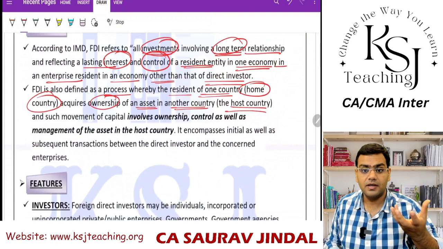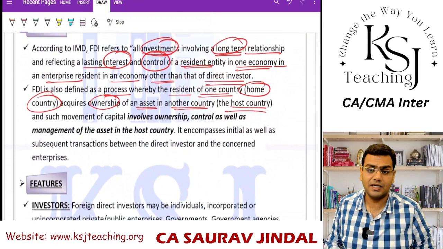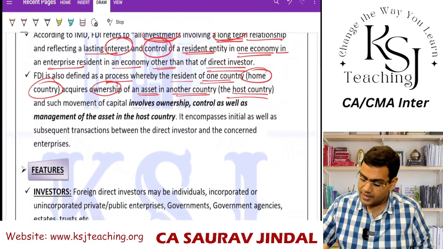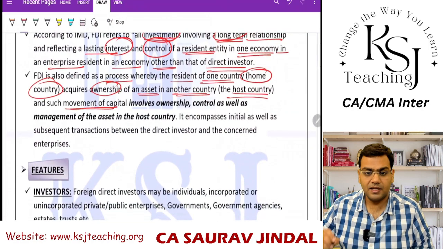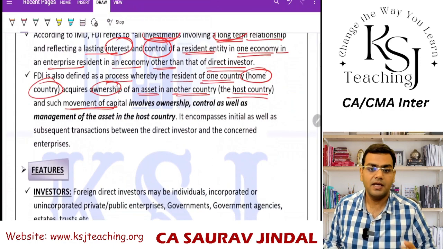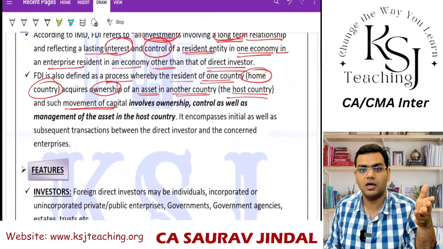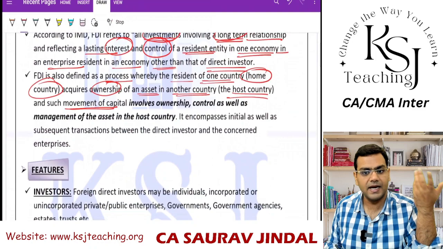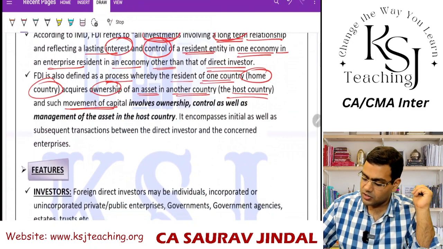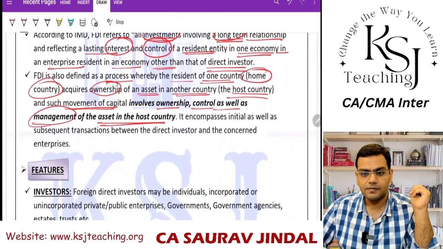Now he is acquiring the ownership of the asset. Sir, the ownership of the company is owning the shares. That is an asset, right? And such movement of capital, if he wants to buy the shares of a company, obviously he will pay money. He will invest in that. That is the movement of capital. He will pay the US dollars, give the US dollars and get the shares, get the ownership, get the control. It involves the ownership, control, as well as the management of the asset in the host country, right?